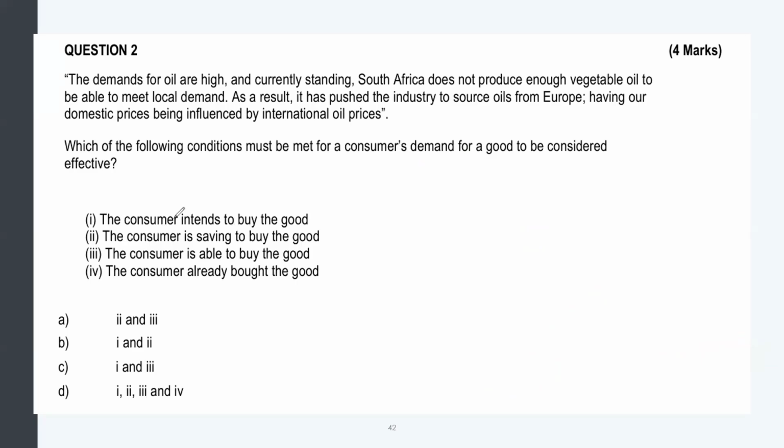So let's look at it. The consumer intends to buy the product. I've got question marks on the words that I used there. Right, let's look at the other one.